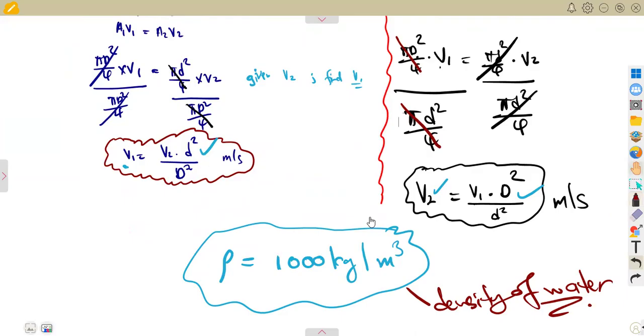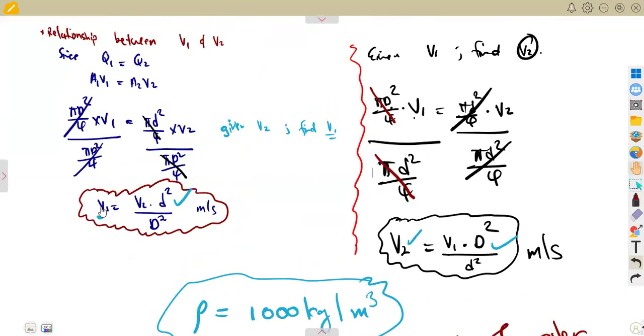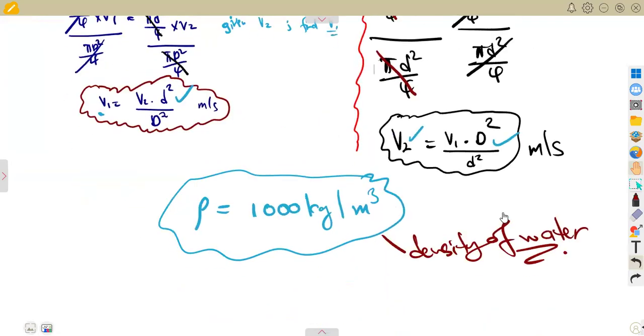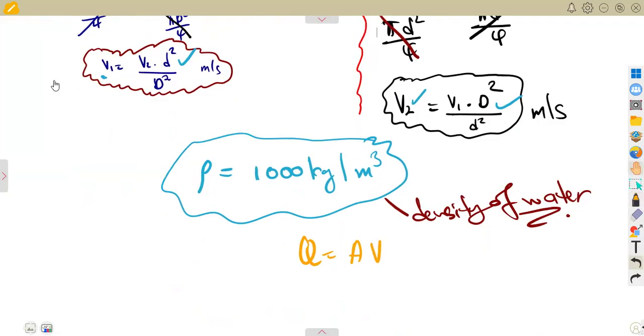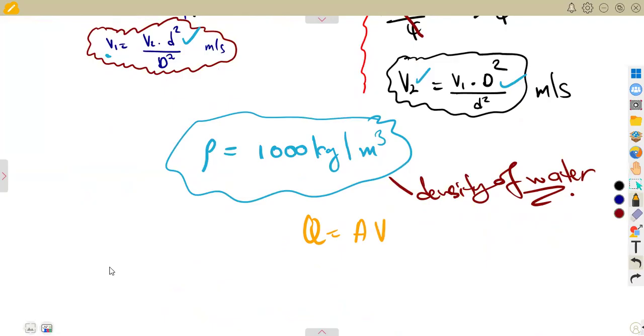And sometimes someone might ask, why are we using these formulas? What if I'm given the flow rate and also the area? We can calculate V1 and V2 directly. Given flow rates and area, remember we said Q is equal to the product of area times the velocity, meaning I can also calculate V1. V1 will be Q1 over A1.